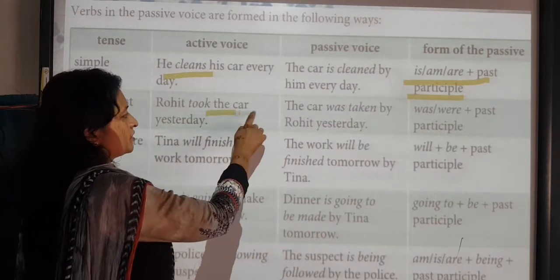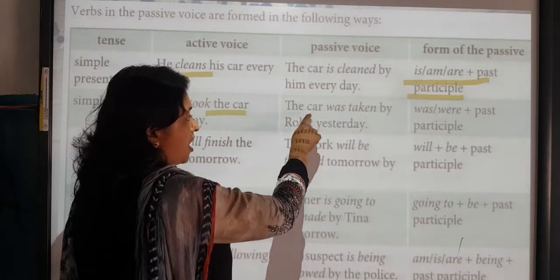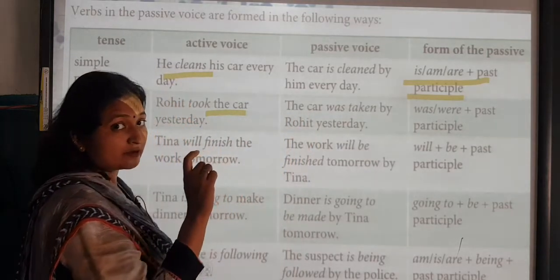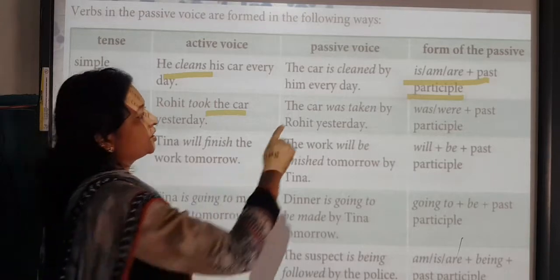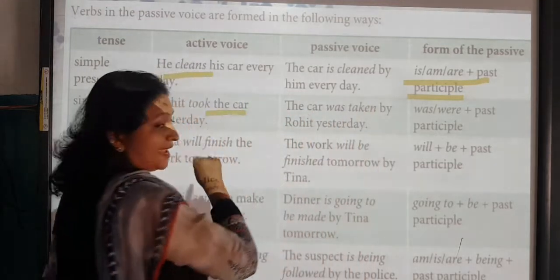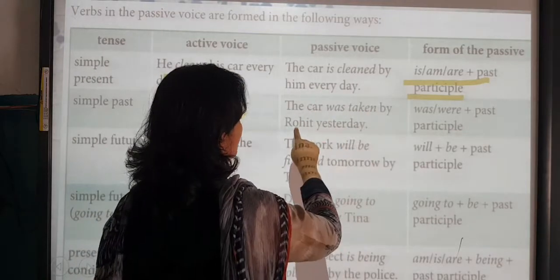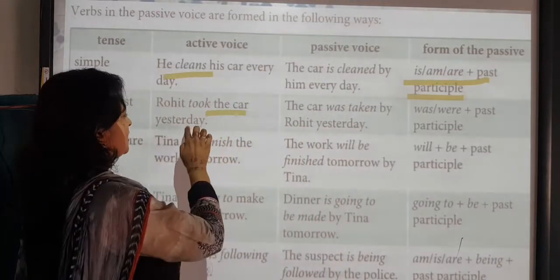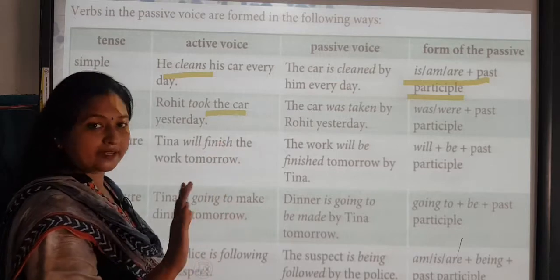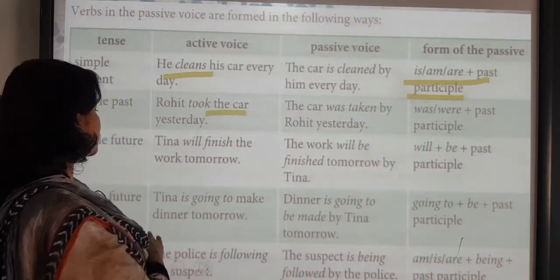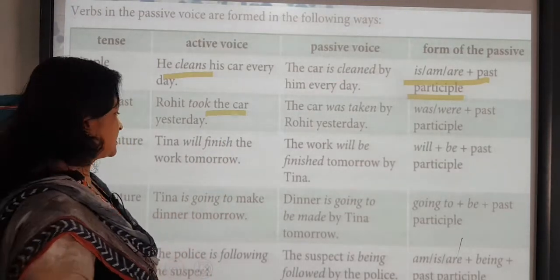What is the object? The car. The car, singular है कि plural है? Singular. So we'll write was. Was taken. Take, took, taken. The third column. Taken by Rohit yesterday. Yesterday you can use it in the beginning or at the end. No problem. Now next is simple future tense.